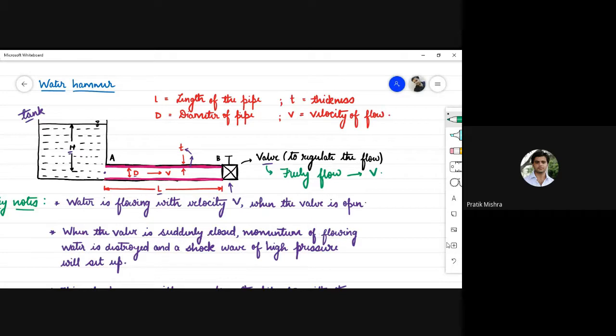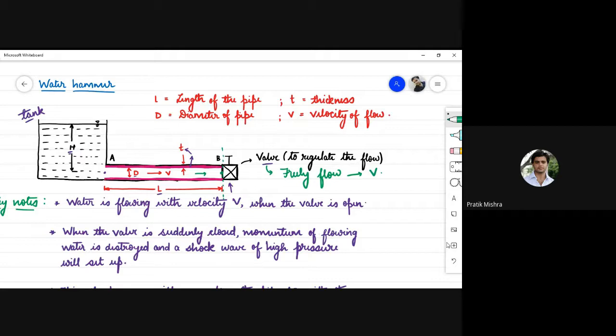Okay, if you are going to close this valve, a collision will happen at this section. The one I have drawn in green, at the section B, a collision of water with the valve is going to happen, and due to this collision the flowing fluid will suddenly come to rest at B. Due to this sudden coming to rest, a shock wave will be generated inside the pipe section AB.